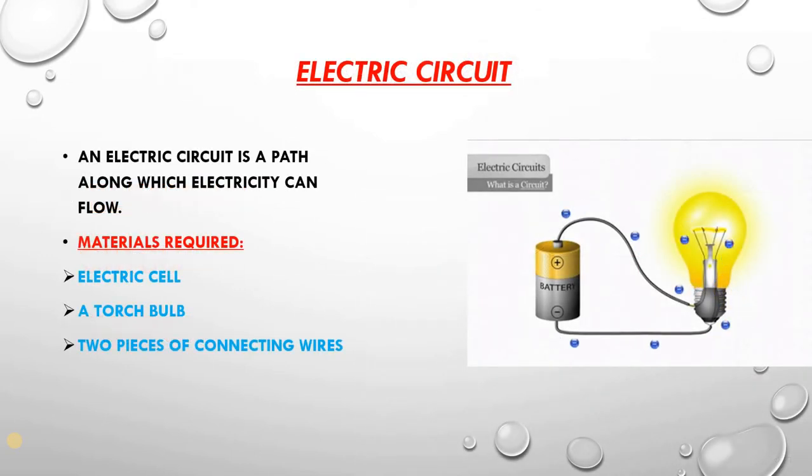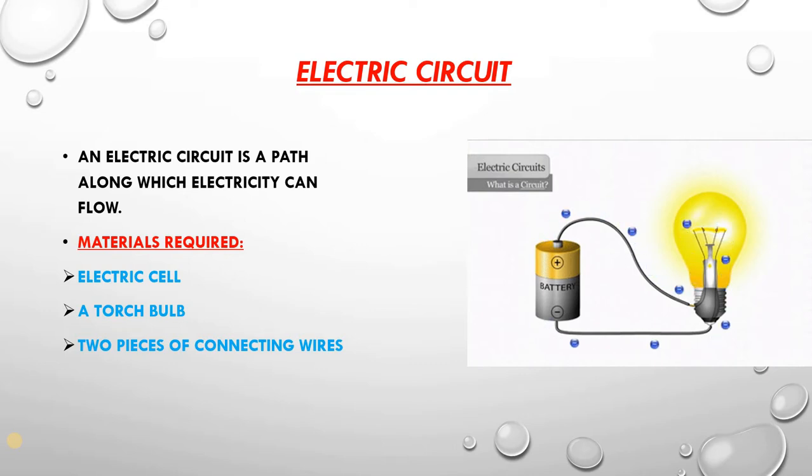So let's proceed. Now, in our previous classes, we have learned about the bulb, the structure of the torch bulb and the structure of the torch. All right. So today we will be learning about electric circuit, which is the main part of this chapter on electricity, right? So what is an electric circuit? An electric circuit is a path along which electricity can flow.